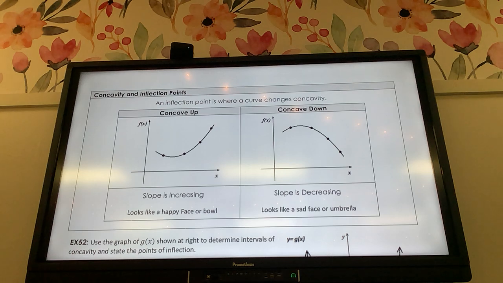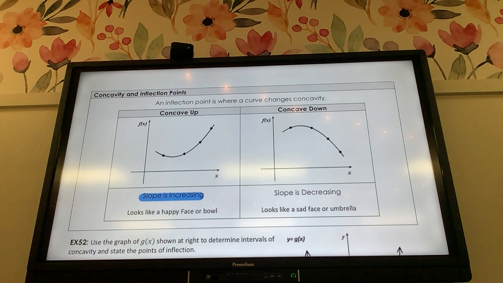An inflection point is where a curve changes concavity. A point of inflection is where you change from being concave up to concave down. Concave up looks like something like this. The math definition for concavity is that your slope is increasing. That is what defines something as being concave up. If you think about your slopes at these little points, do you see how your slopes are increasing at all those points?